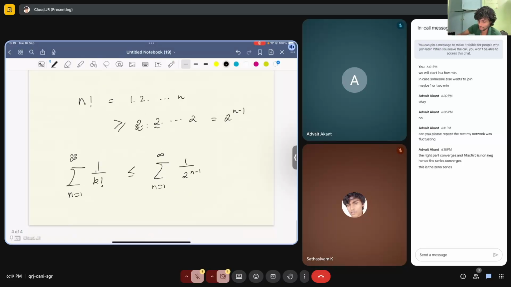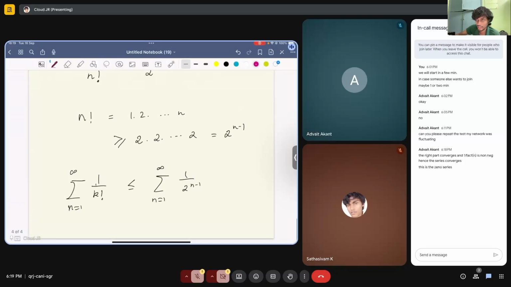So this, if you remember, is a Zeno series. Maybe that may be a different terminology. People sometimes call it a geometric series. Probably it's Zeno who discovered it. At least this particular series is a Zeno series. Okay, I understand. But generally, this is a geometric series.